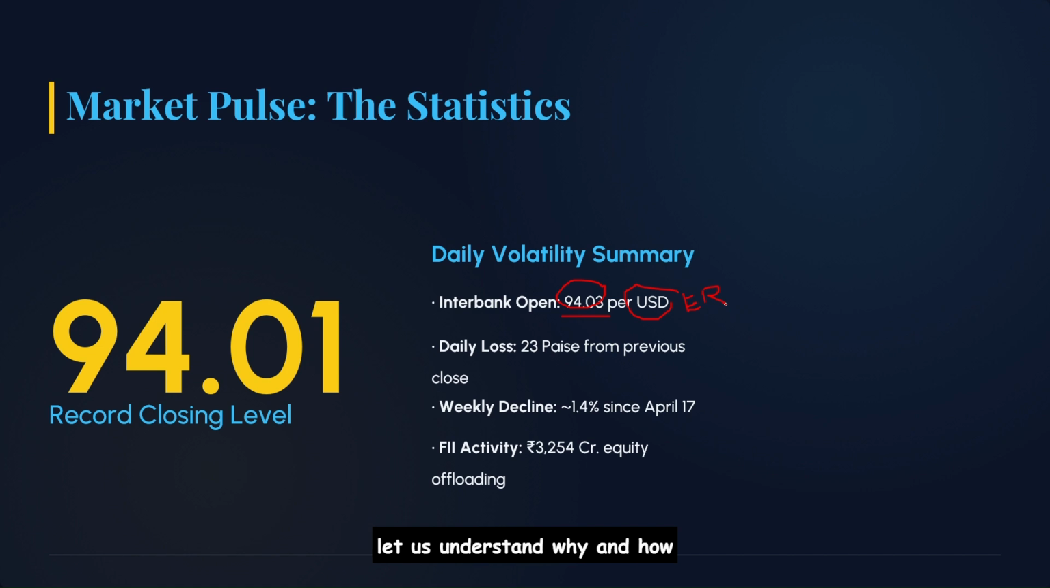Now, let us understand why and how the rupee fell. The foreign investors have sold around 3,254 crore rupees worth of shares. Why are they selling these shares now? Because there is an ongoing geopolitical tension in West Asia which is creating a demand for dollars. So, they are selling these Indian shares in rupees and then converting them into dollars. This move will decrease the demand for rupees and increase the demand for dollars. In turn, the value of Indian currency will fall.